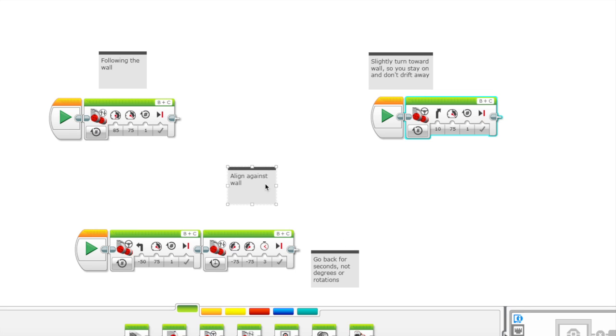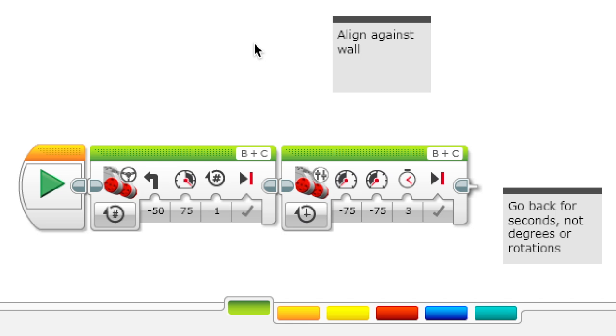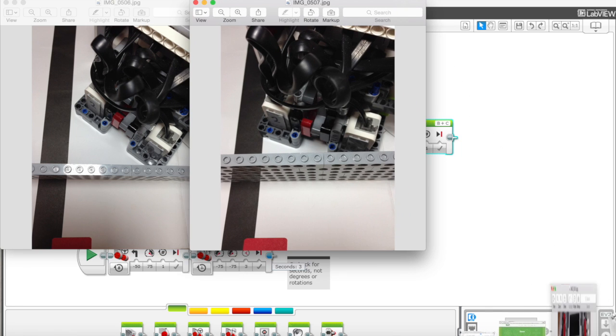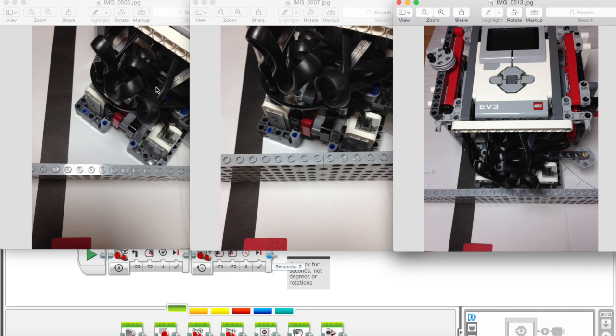So for aligning against the wall, let's say you're done following the wall and you turn outside and you want to be perpendicular to the wall. So you want to go back so you can be perpendicular to the wall. So here are some pictures. You come in back at an angle, and as you go straight back, the robot straightens itself out against the wall, and over here, you're perpendicular at the end.